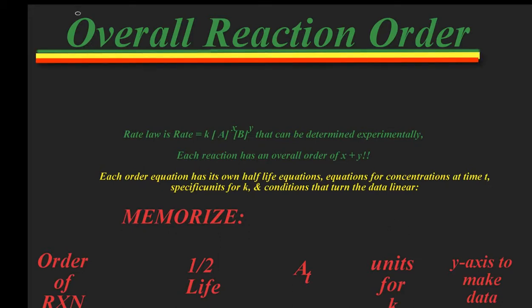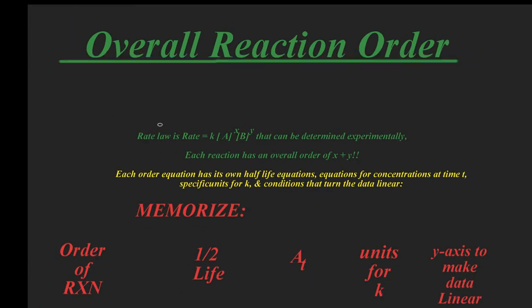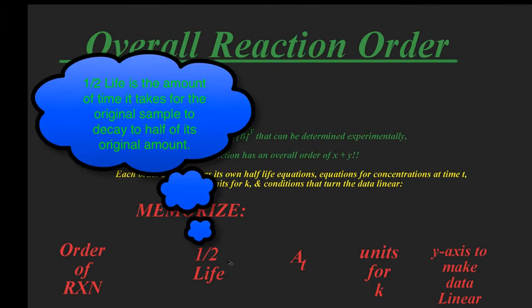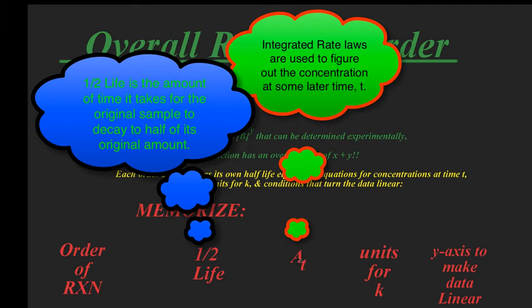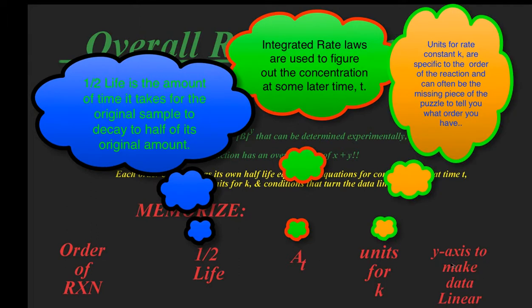Today we're going to be looking at the concept of overall reaction order. Whenever we're looking at a rate law like we have here, we have an overall order that can be calculated by looking at the sum of x plus y. Once we know the overall reaction order, some of the more common orders have equations for half-life, the integrated rate law, units for K, and what to do to the y-axis to make it linear.